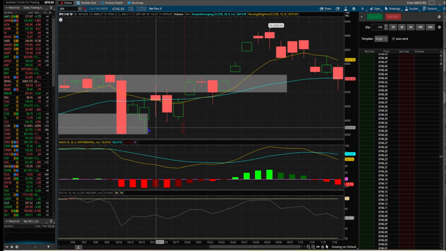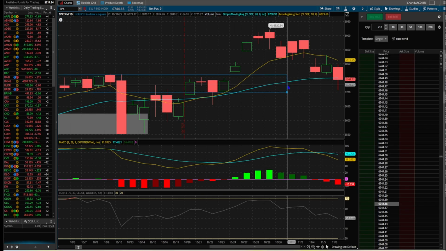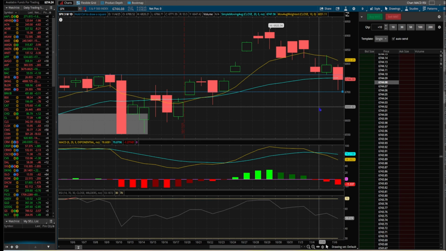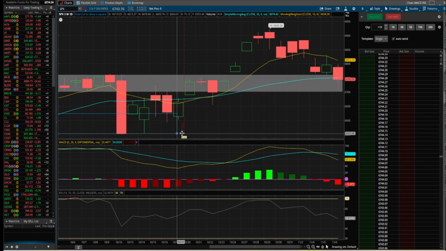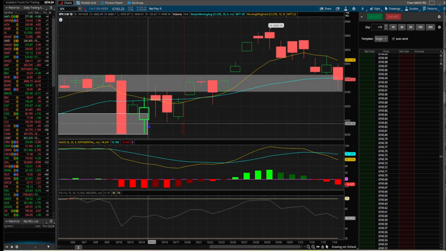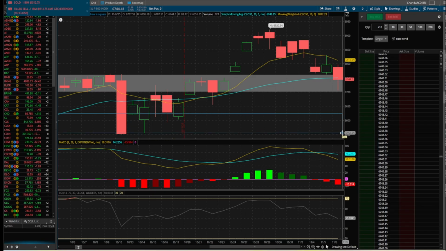I do have a few zones that are identified, some possible areas of support. So I'm just going to go ahead and drag this all the way out to where we are for the day. I'm going to bring this other zone over as well. We'll extend this out. We'll keep that roughly up. Highlight this again. Bring this back over.